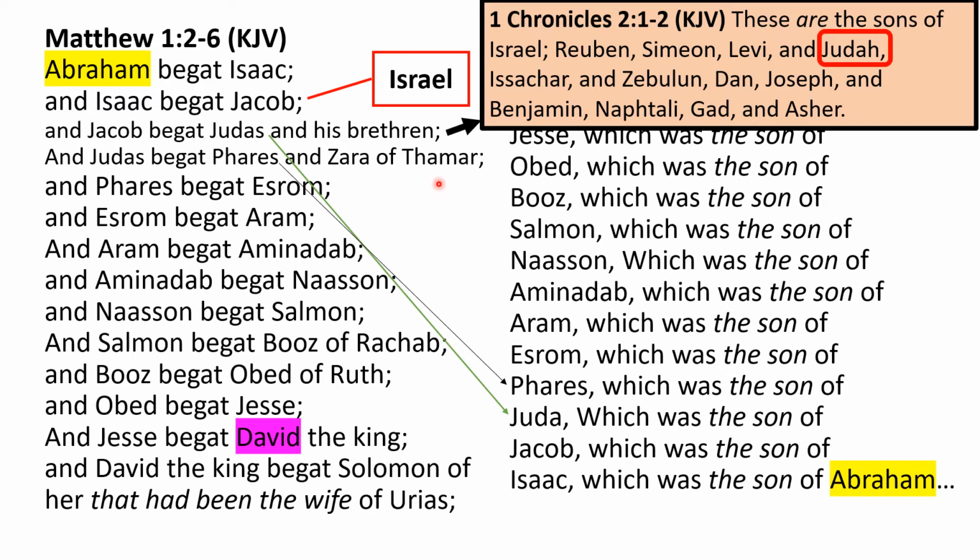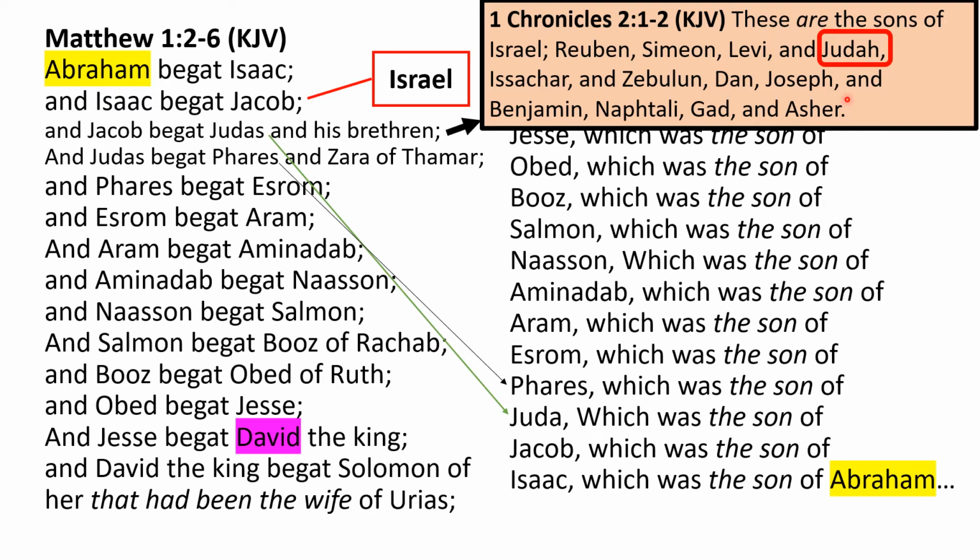Thamar, noted here, is actually Judah's daughter-in-law. She had been married to two of his sons who had died. It was expected that he would give her another son to marry, but when she recognized that he was not doing that, she disguised herself as a prostitute and became pregnant by Judah and had Phares and Zerah.